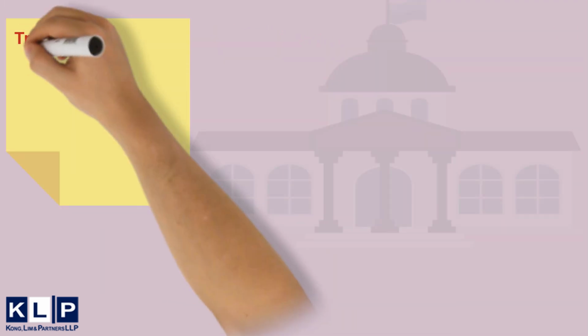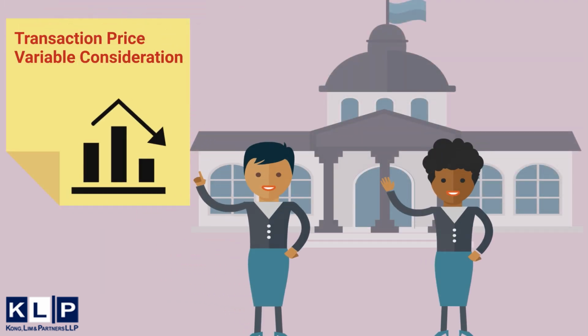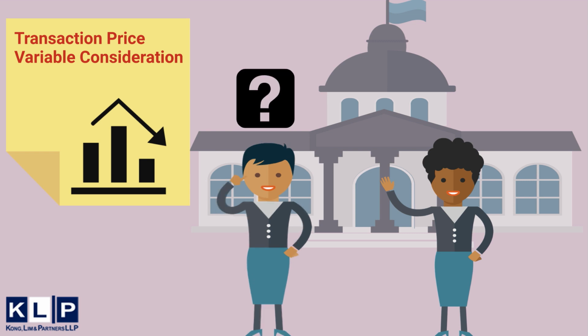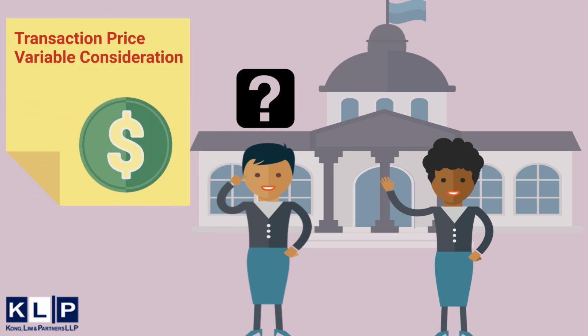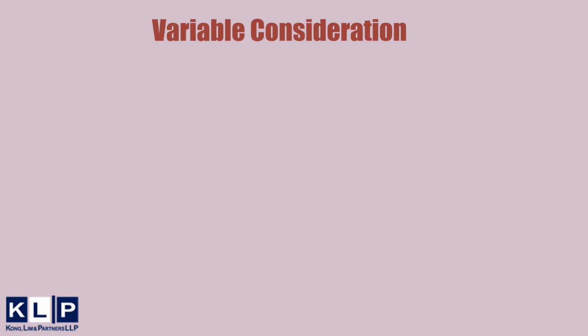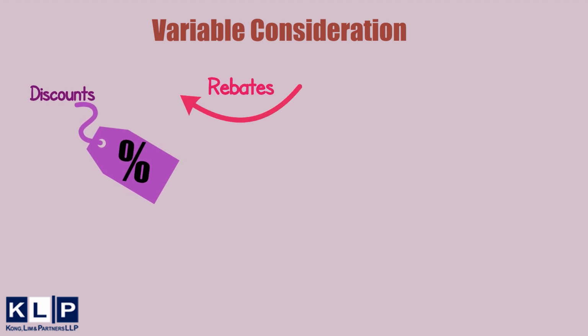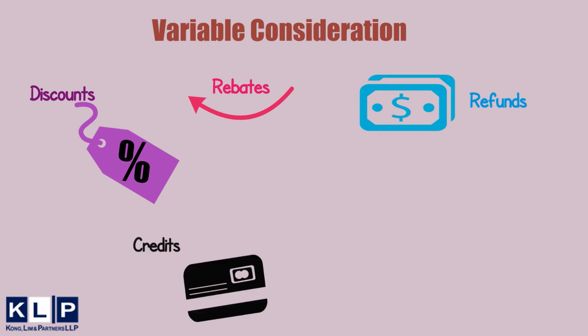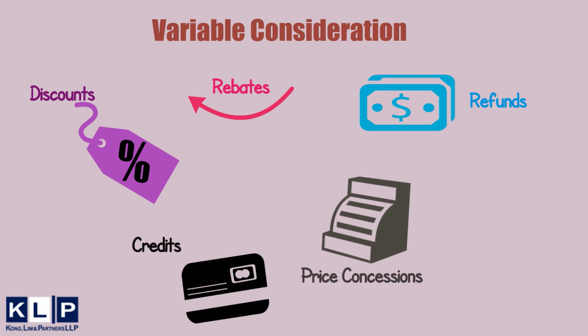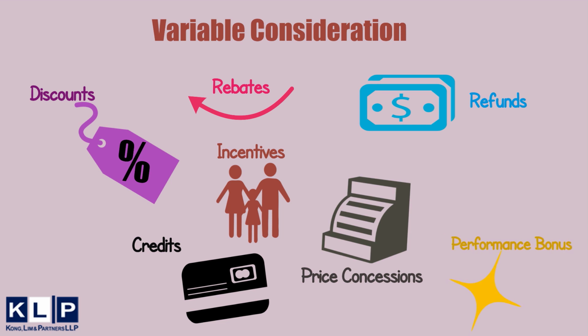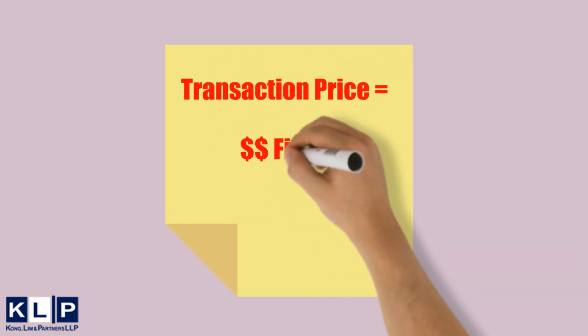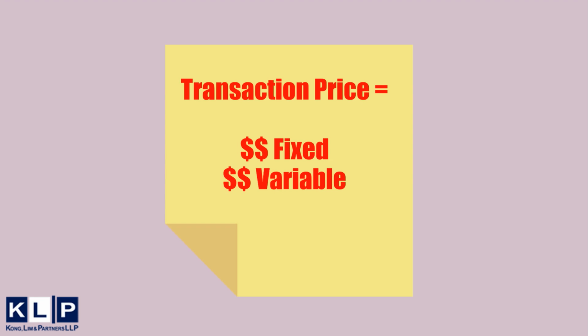If the consideration promised in a contract includes a variable amount, an entity shall estimate the amount of consideration to which the entity will be entitled in exchange for transferring the promised goods or services. Examples of variable consideration include discounts, rebates, refunds, credits, price concessions, incentives, performance bonuses, and penalties. Therefore, in this new standard, the transaction price may include both fixed and variable amounts, as well as other considerations.